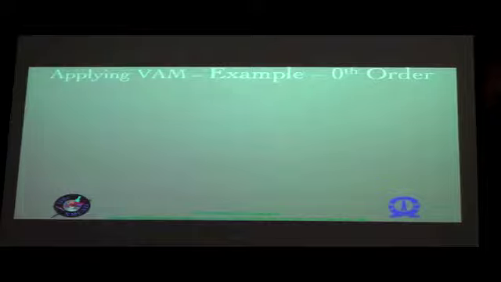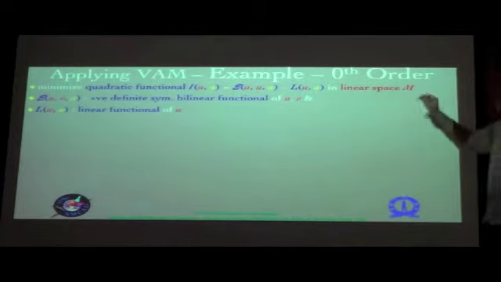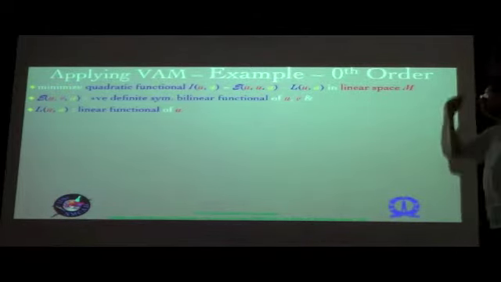So now we'll apply this VAM example to a very simple problem over here. I will first apply it to this problem, and then we can continue with the beam application in the next class, even though we might shoot a little bit over time here. Okay, so first of all, we're looking at the zeroth order approximation.